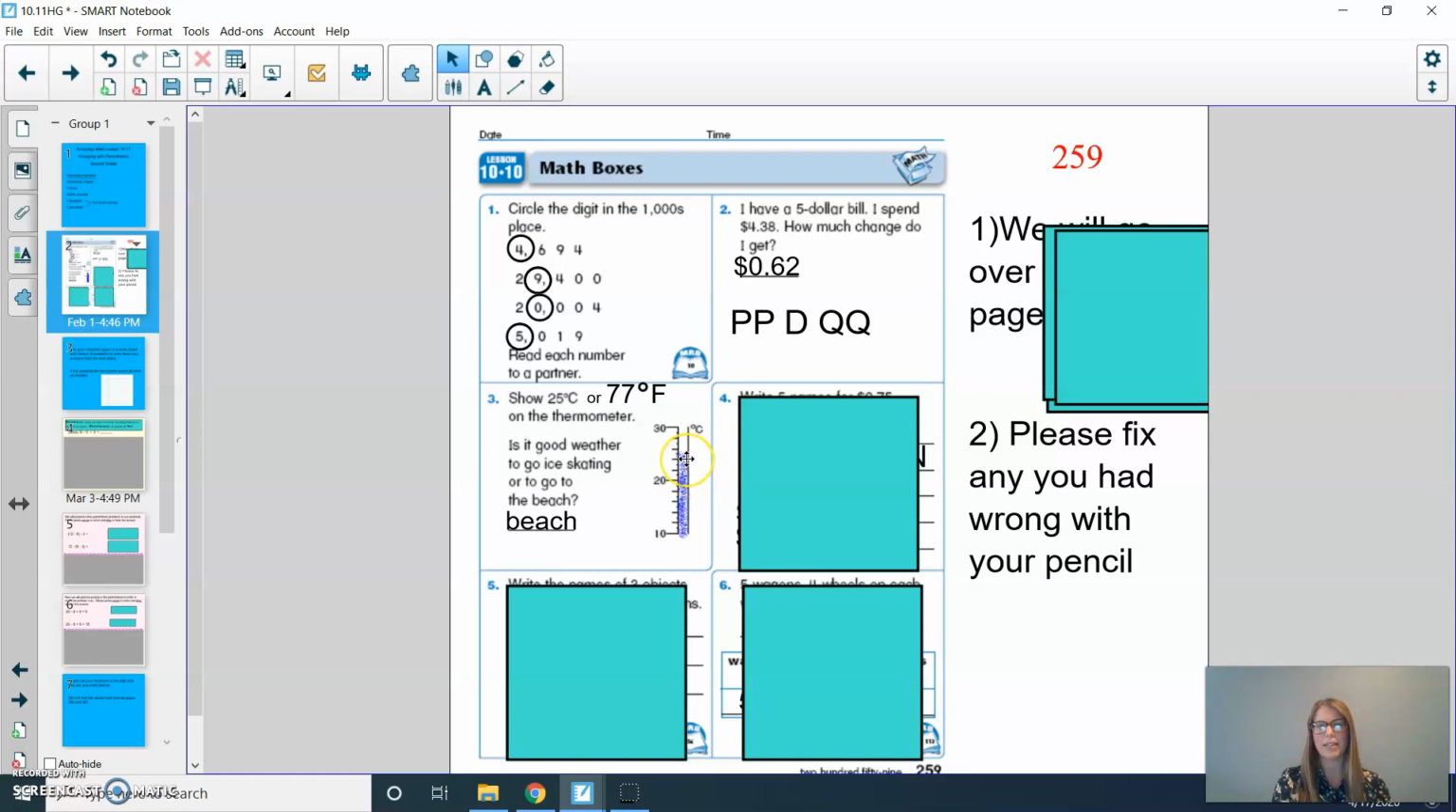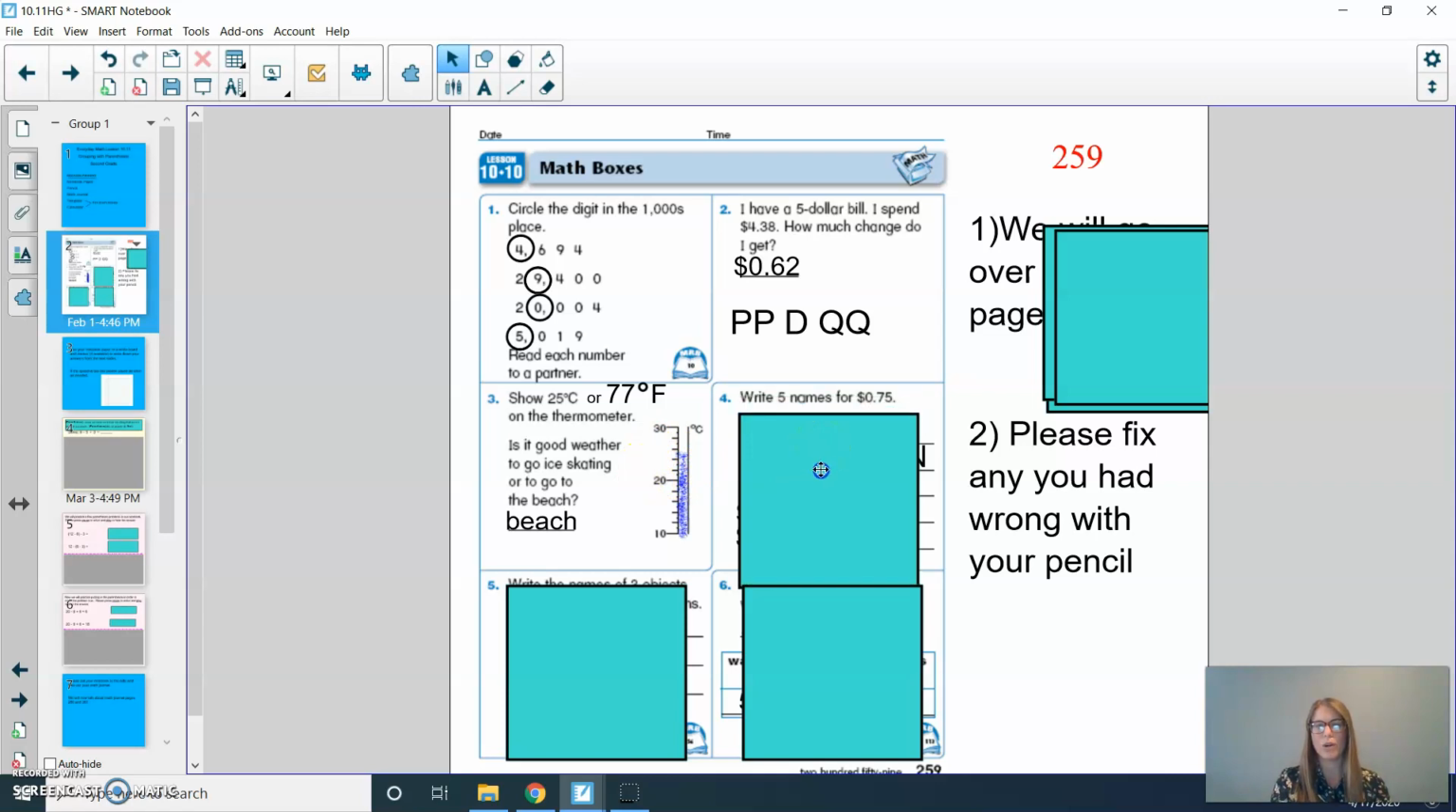For question number 3, you needed to show 25 degrees on your thermometer. So notice how my line goes right up to that dash in between 20 and 30. And then I would be going to the beach if it's 25 degrees Celsius or 77 degrees Fahrenheit.